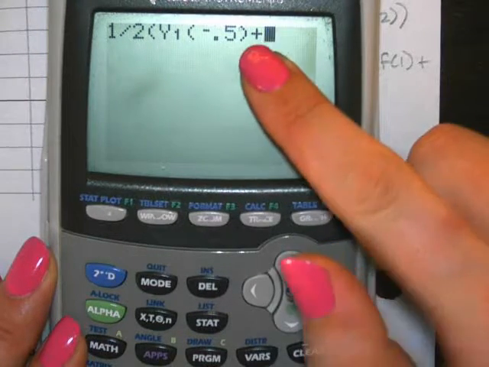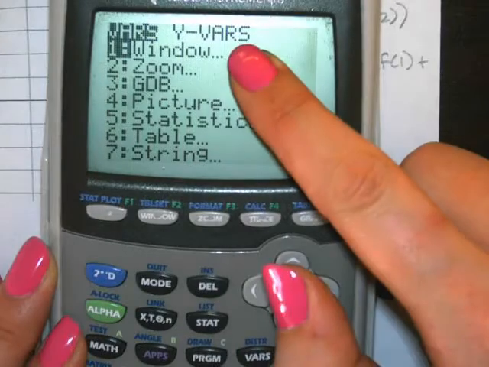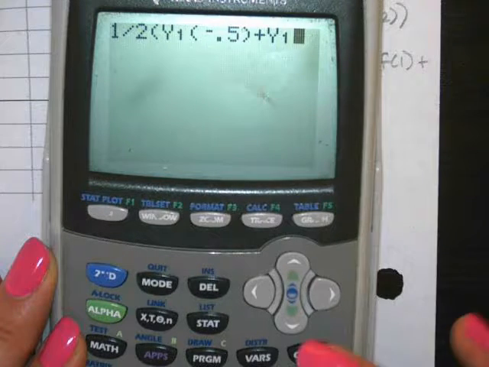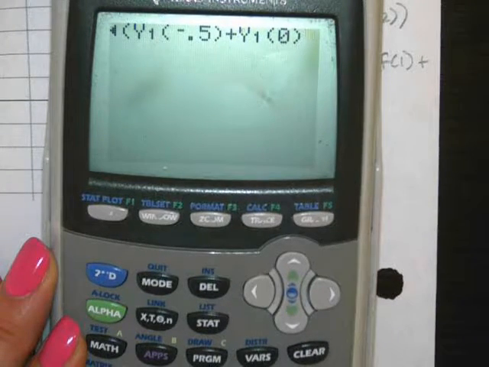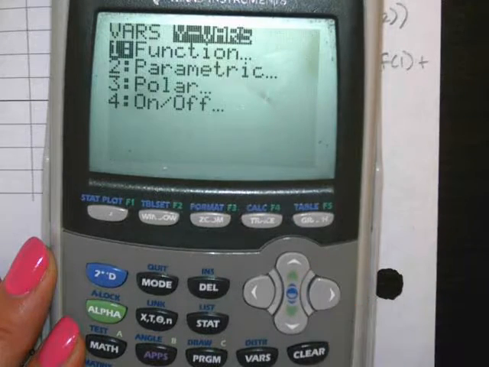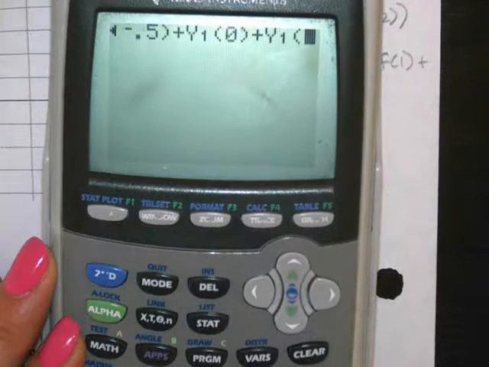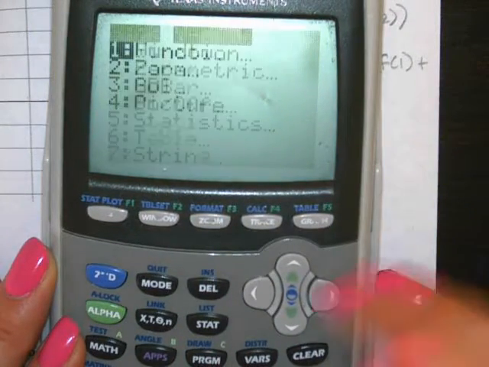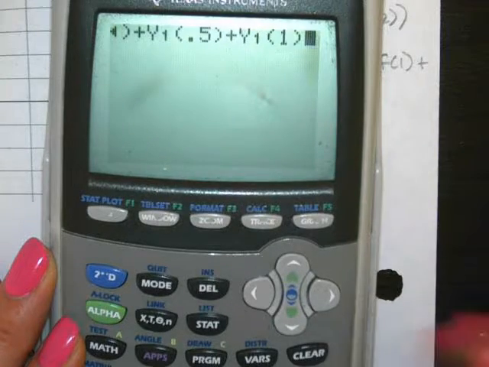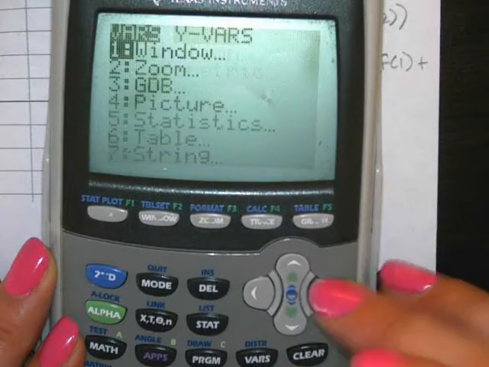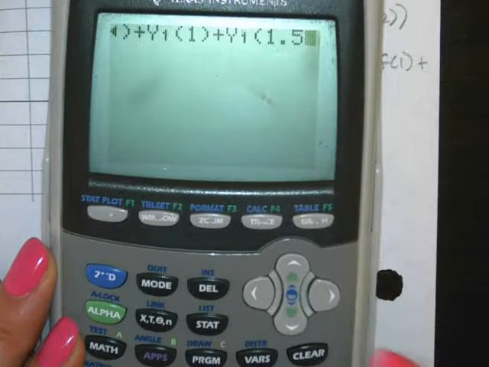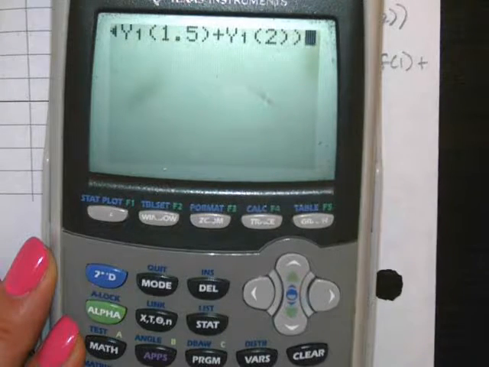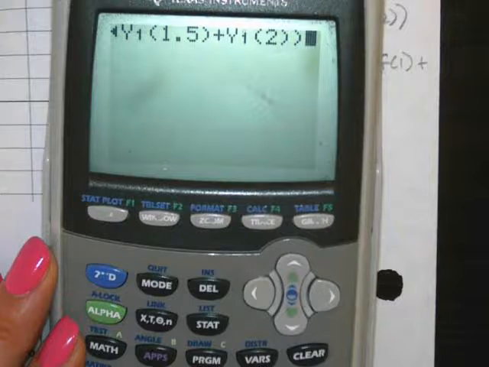Plus, let's go ahead and do the next one. Vars. Go over to y vars. Enter, enter. f of 0, plus vars over, enter, enter, 0.5. And make sure you do the parentheses of 0.5, of 1. Vars of 1. Vars of 1.5. Vars of 2. Remember, I am not your calculator. You should be practicing this yourself.